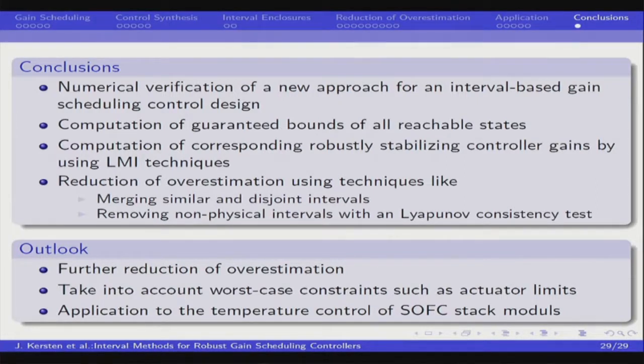In the future, we will have a further look at the reduction of the overestimation, because you couldn't see that in our presentation here, but at the end the intervals still blow up, so we have to reduce them further. And another idea is to take into account the worst case constraints, such as actuator limits, which would be important when we want to apply this to the temperature control of a solid oxide fuel cell stack model. So that's all for today.